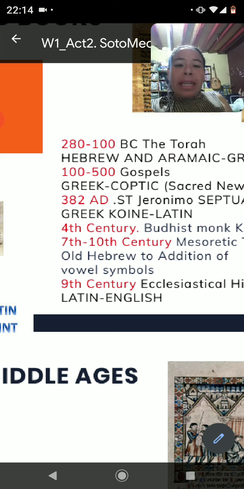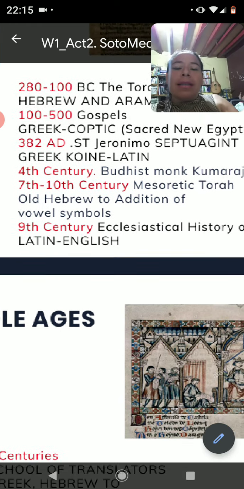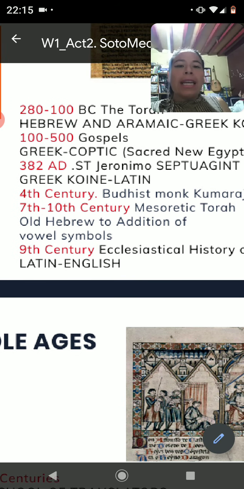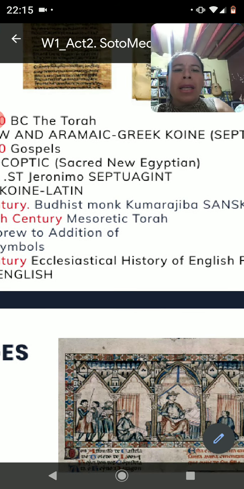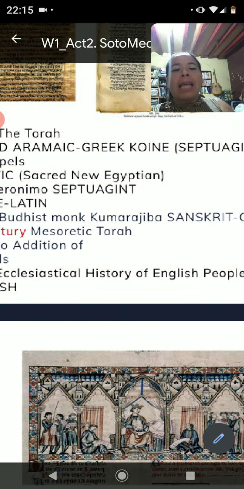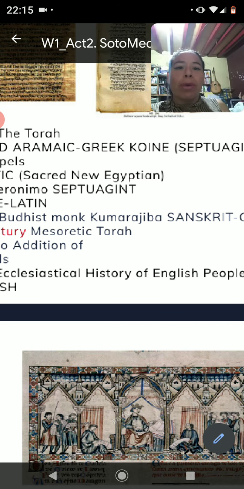And then the Greek Gospels and the Greek Bible or the Old Testament were transferred from Greek into Latin by Saint Jerome. After that, we have other sacred writings, which the Buddhist monk Kumarajiva transferred from Sanskrit to Chinese. So that's why Buddhism became so important in China.